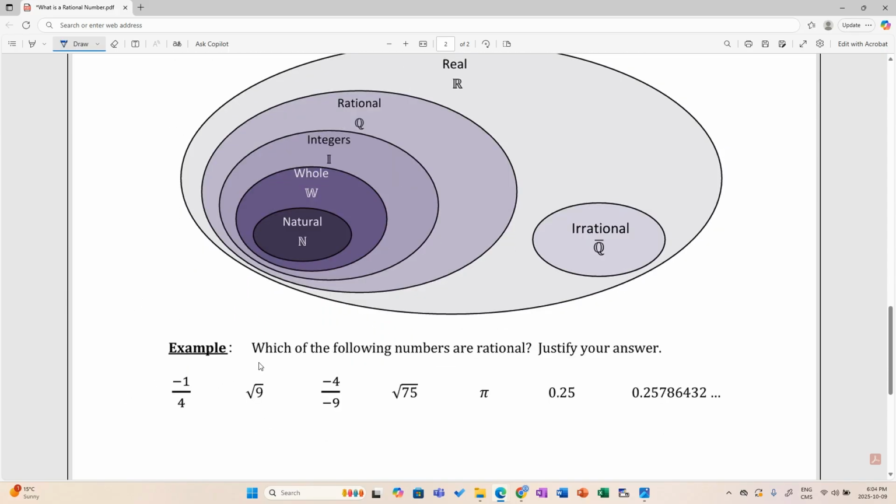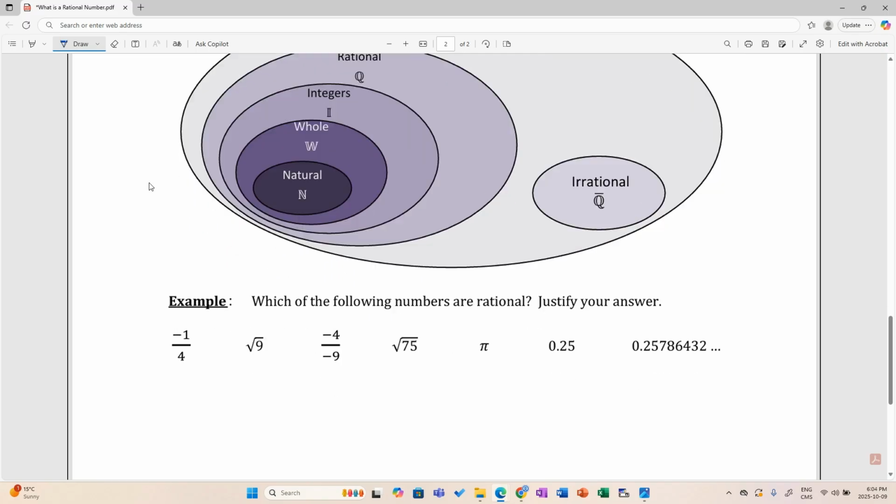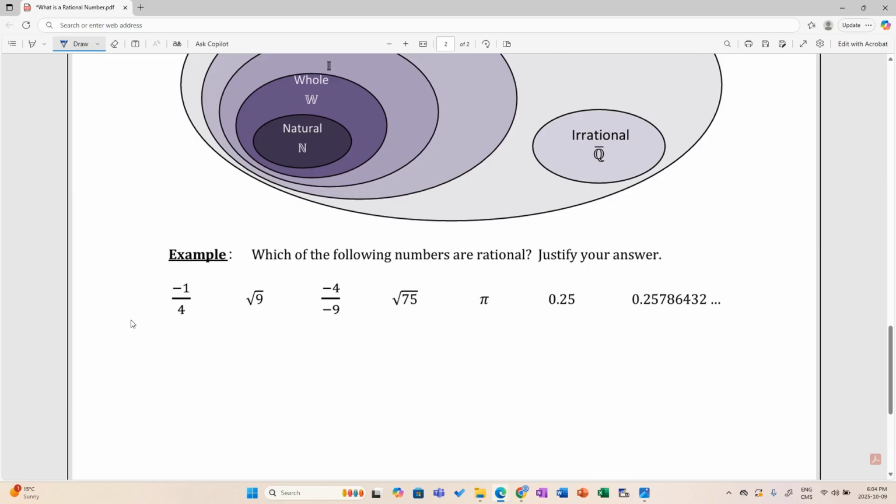Now, this is the important part, being able to identify what is rational or not. In this example, which of the following numbers are rational? Justify your answer. Now recall, as long as you can express it as a fraction, or in decimal form as a terminating decimal or repeating decimal, it's considered a rational number. So in this case, -1/4, because it's already in fraction form, I can say it's a rational number.